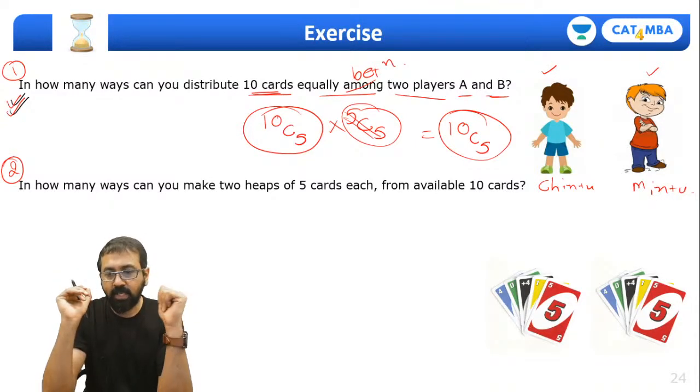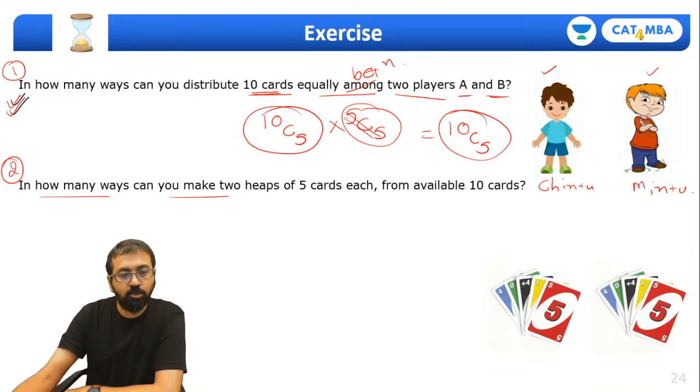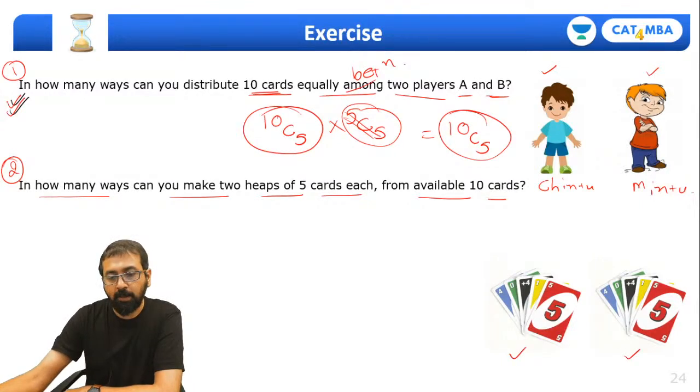Okay, great. So let's look at the second question. Now, what will be the answer for the second question? In how many ways can you make 2 heaps of 5 cards each from the available 10 cards? Now see, what is the difference? So these are two heaps.